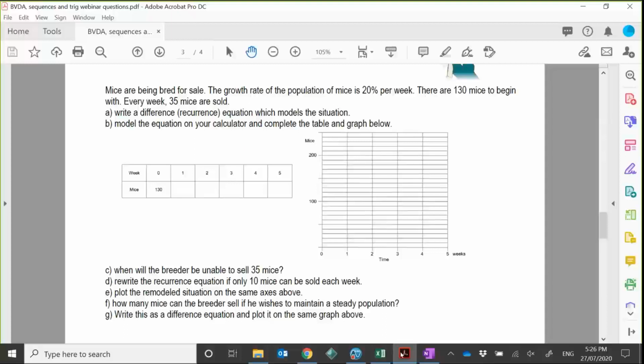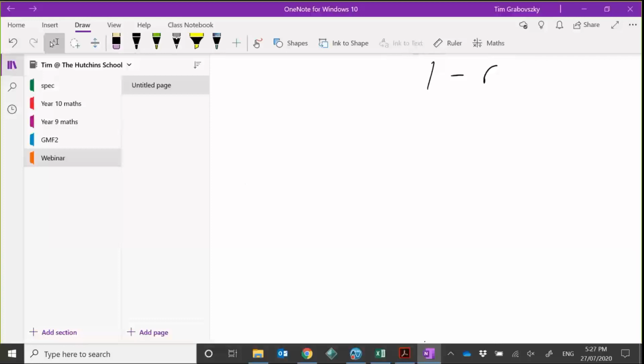Write a difference equation which models the situation. Okay, so we've got to write down a difference equation. Remember, a difference equation, again, off your formula sheet, is Tn plus 1 equals... we're going up by 20% every week, so that's 120%, so it's going to be 1.2 times Tn, which is the previous week, and then we are losing 35 mice.